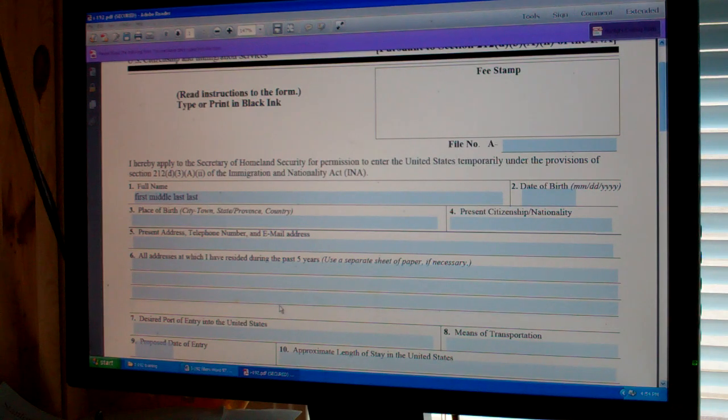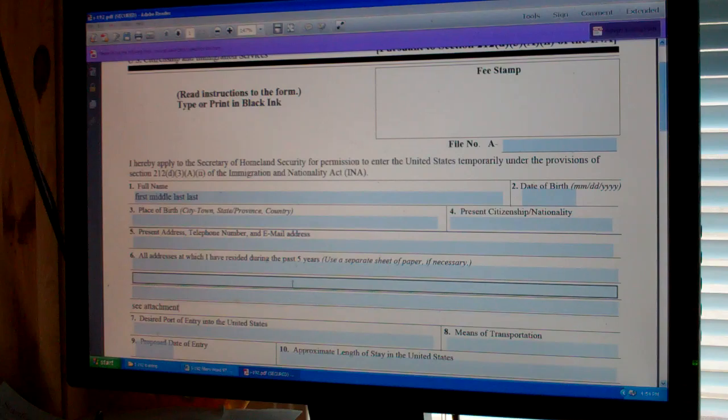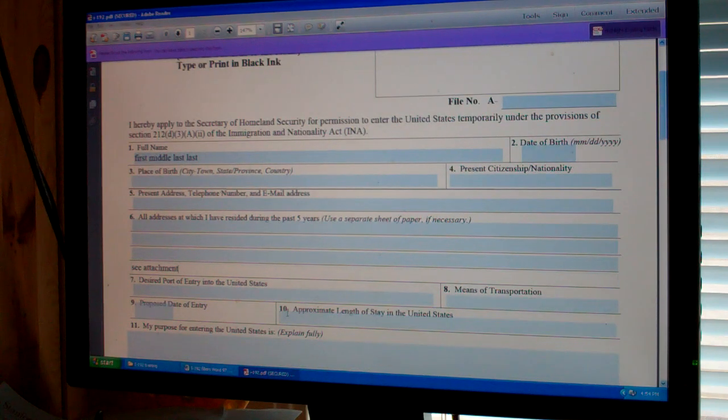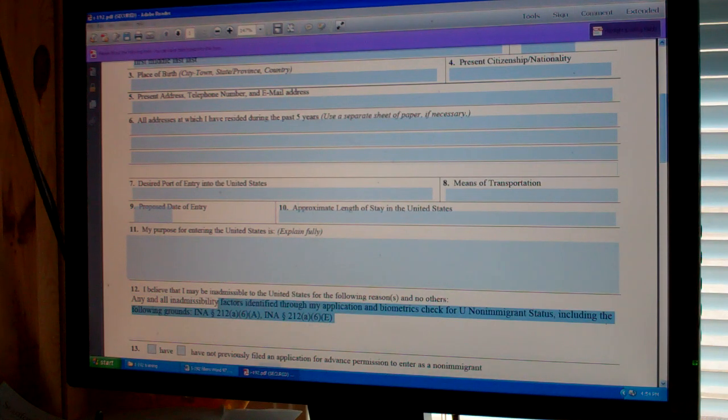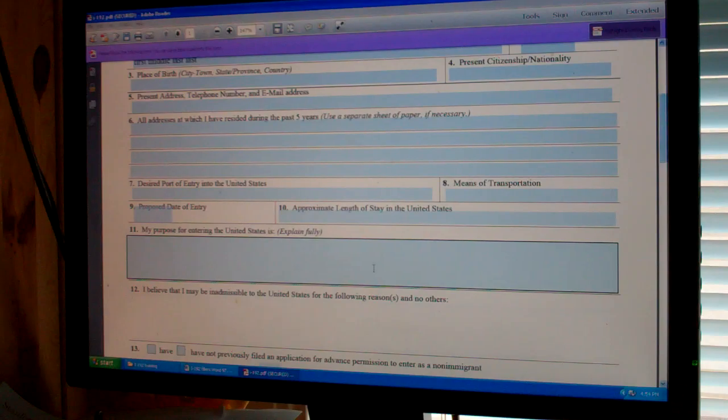You'll just say, see attachment, and then you'll attach a sheet of paper that has the heading attachment to I-192 and then the applicant's name. Okay? Pretty easy. You're going to skip 7, 8, 9, 10, and 11. And then I'm going to take this out so you'll see where to get it.